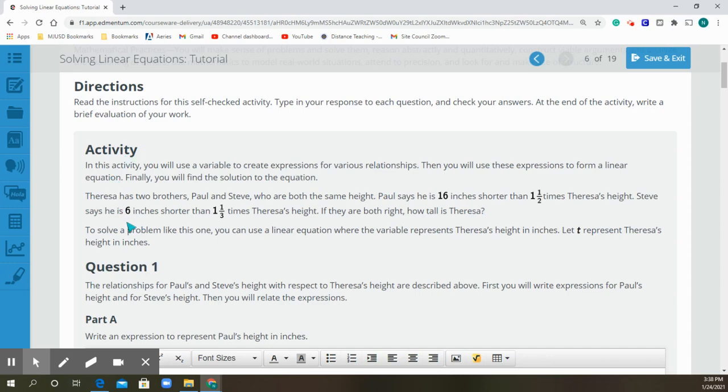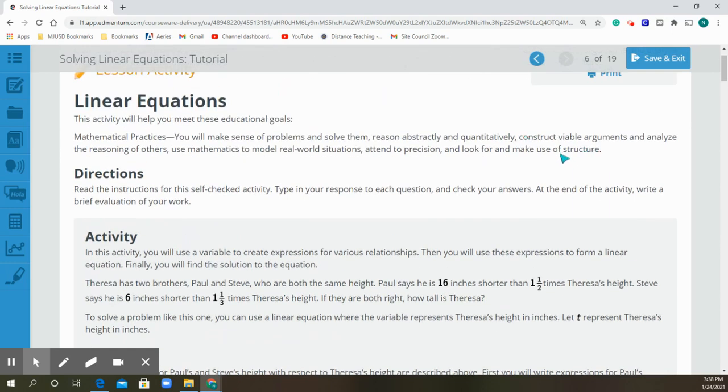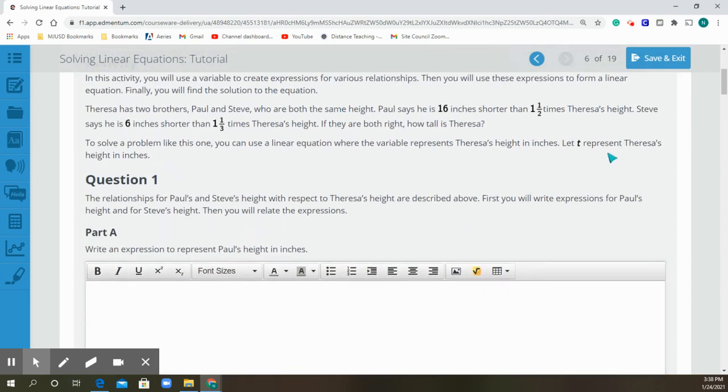So first, we need to identify, remember structure and precision, and identify how tall Teresa is. That's part of the goal. To solve a problem like this one, you can use a linear equation where the variable represents Teresa's height, so we'll call that t. Let t represent Teresa's height in inches.